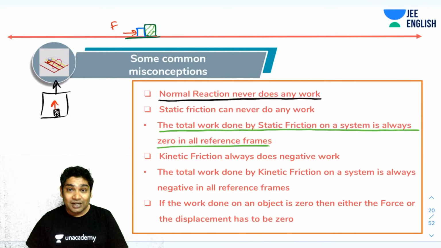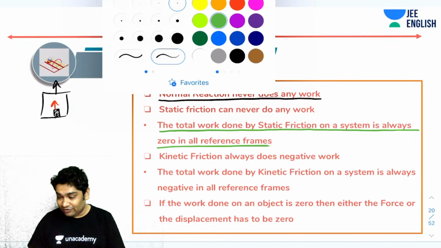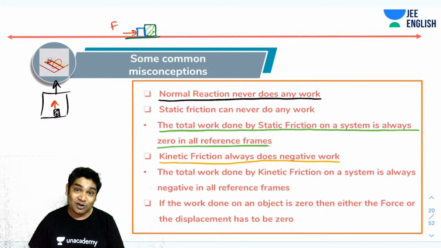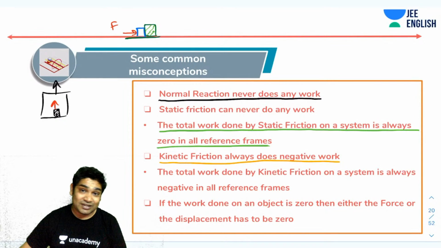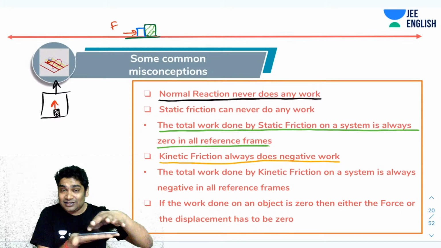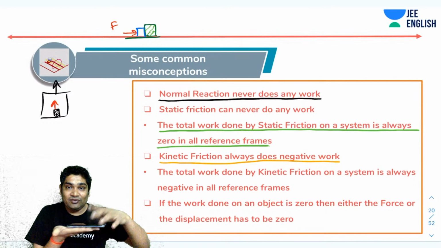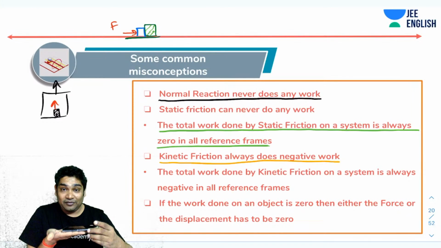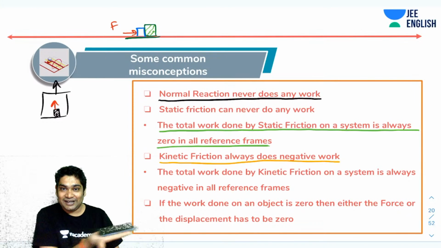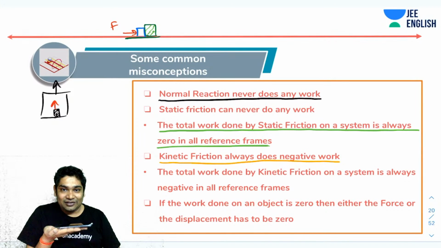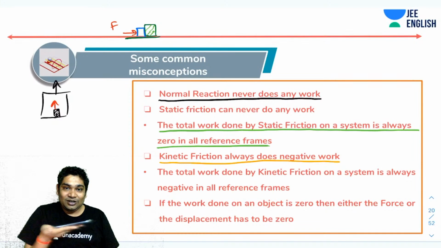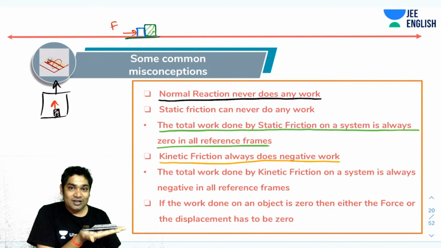Similarly, a lot of people misbelieve that kinetic friction always does negative work. That is again not true. By the same example, if I move my hand fast enough, then this phone would have slipped on my hand. I don't know if I can do that without breaking my phone, but let's try. If I move it fast enough, it is right now hanging ahead of my hand. And if I move it very fast, now the phone is behind my fingers.